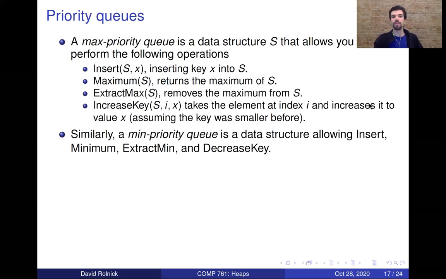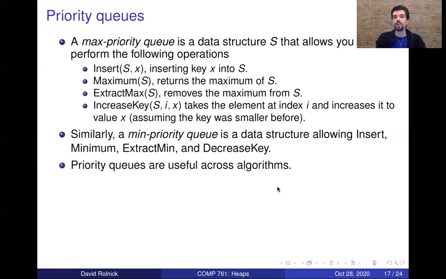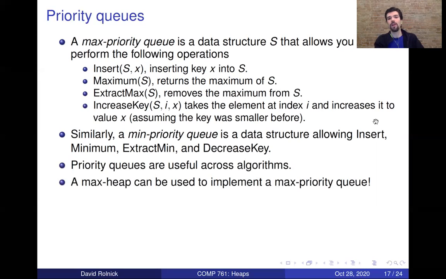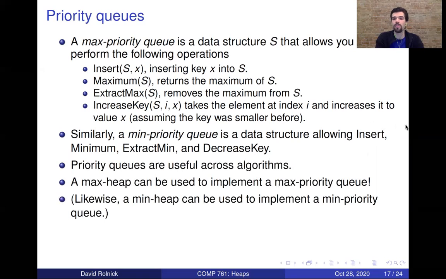Okay, so a min priority queue and a max priority queue are these different data structures optimized for finding minima and finding maxima. And priority queues are super useful across different algorithms. We're going to see next time how they are useful in Dijkstra's algorithm. And in particular, we're going to see how a max heap can be used to implement a max priority queue, and a min heap can be used to implement a min priority queue. We're not going to prove that; it's just exactly the same thing, only with min instead of max everywhere.